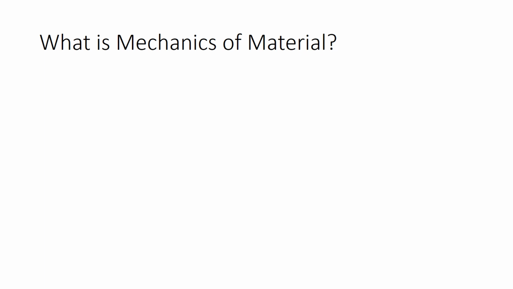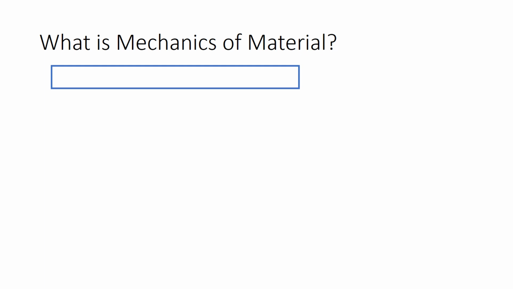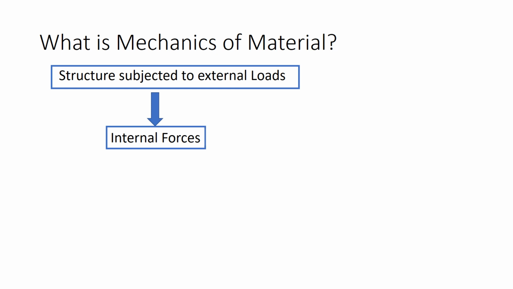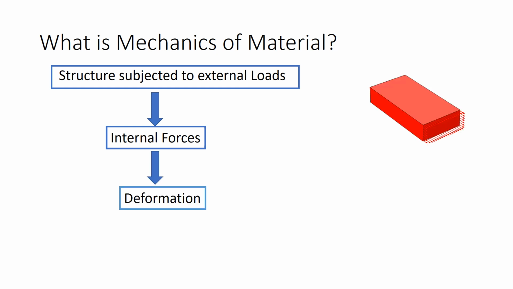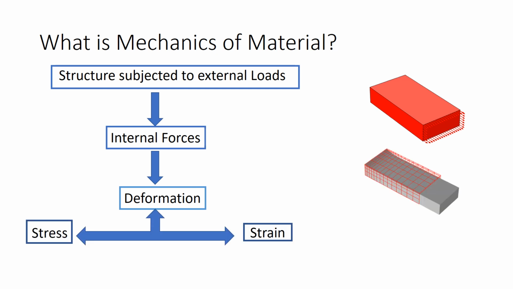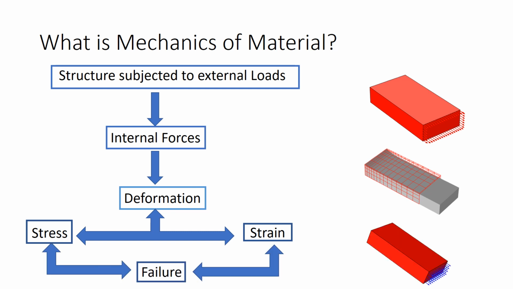Now, what happens when we apply an external force to any object? It produces internal forces, and these internal forces will lead to the deformation of the body. So now stresses are set up in the body, and so are the corresponding strains. And by using this stress and strain relationship, we will predict the failure of the object. All these things come under the topic of theory of failure.